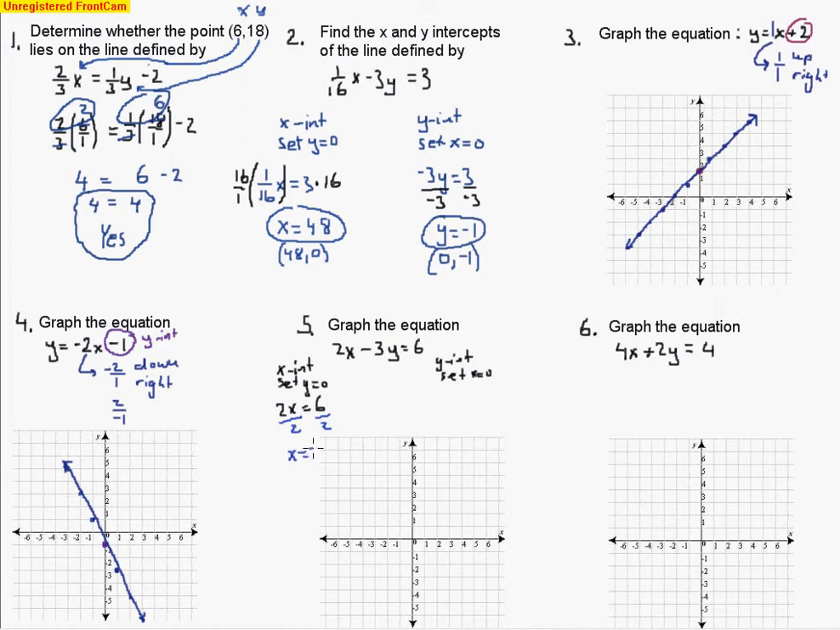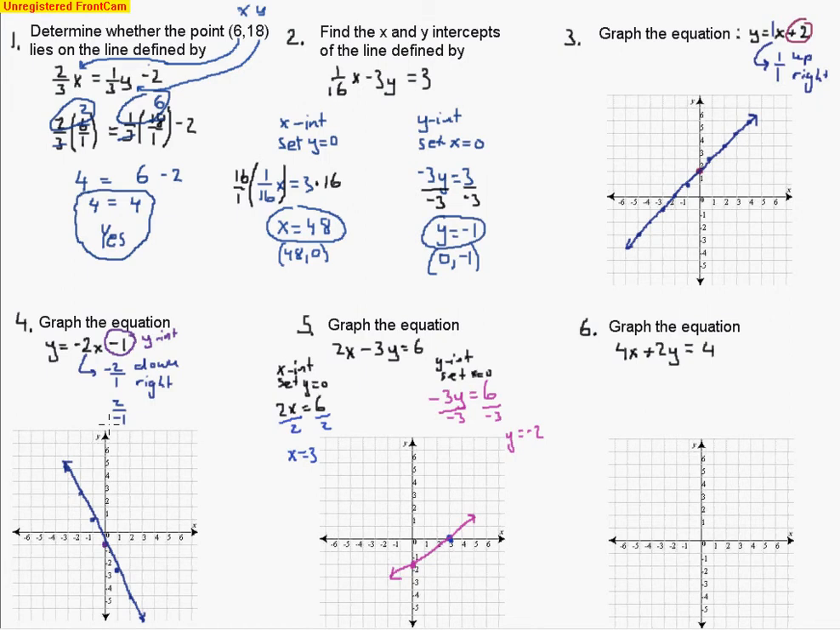X equals 3. So I'm going to go over 3 spaces on the x-axis and put a dot there. Well, for the y-intercept, I'm going to do the same sort of thing. Again, remember I set x equal to 0, so I'm left with -3y equals 6. So I'm going to divide by -3, and that gives me my y-intercept of -2. So that tells me to go down 2 spaces on the y-axis, put a dot there, and allows me to draw a line between those points, and I've got my answer.